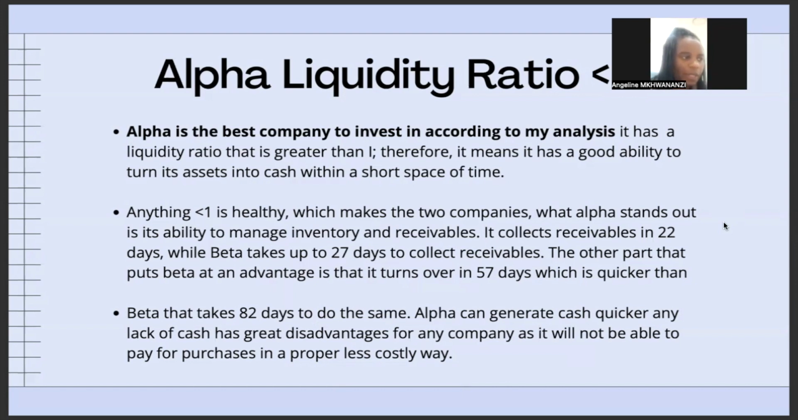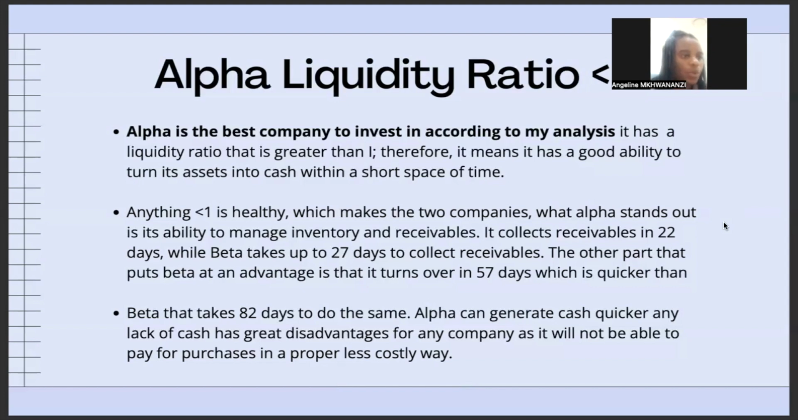But now, what makes me say I have to invest in Alpha company is the rate at which they collect the receivables. Alpha takes 22 days, while Beta takes 27 days to collect receivables. So it means that Alpha can generate cash quicker, and it is a very good advantage for this company because it will be able to pay for any purchases at any time and less costly than Beta, which will end up having borrowings.